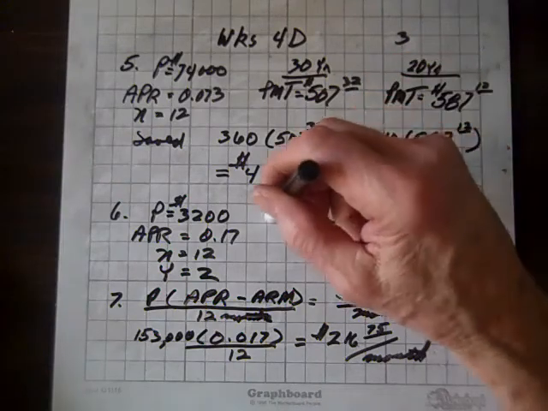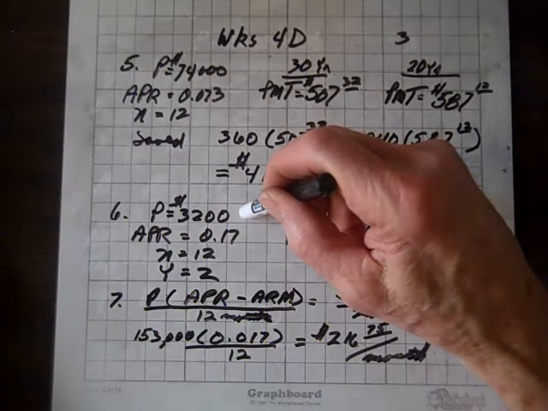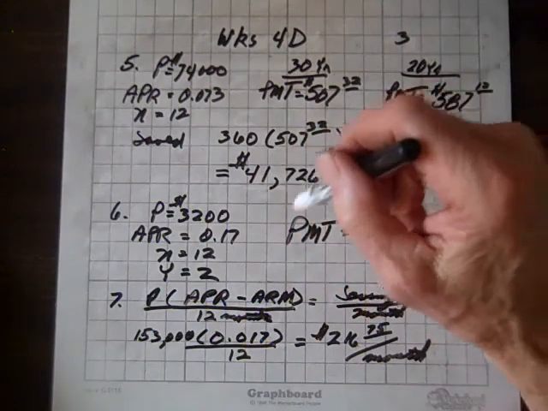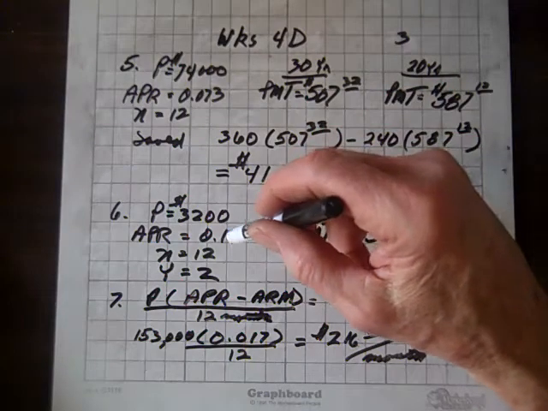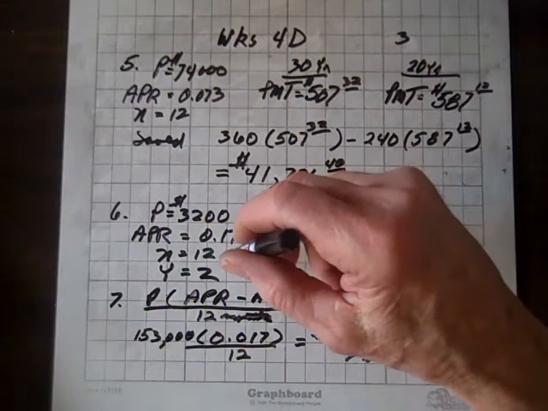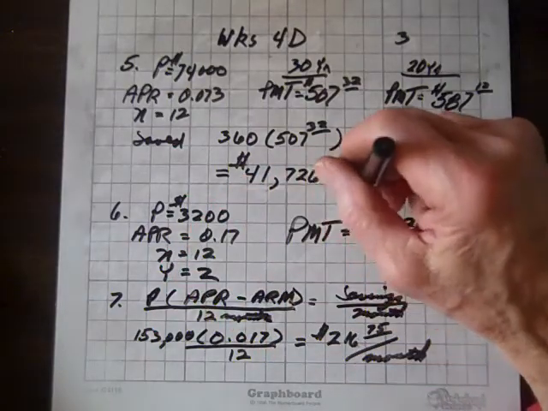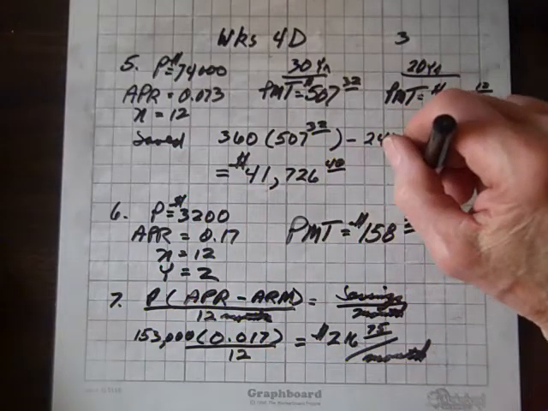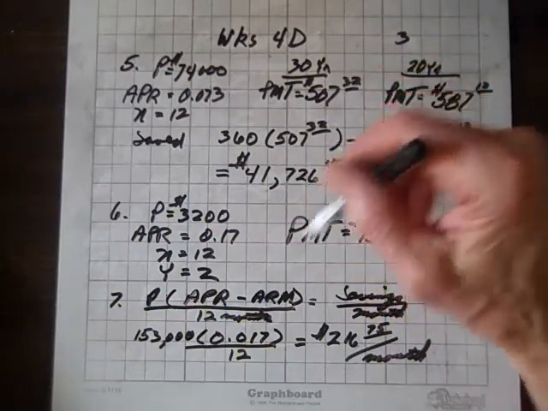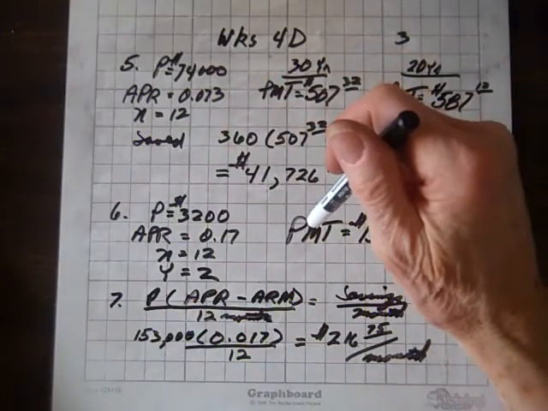So for number 6, we've got a balance of $3,200 with the applied annual percentage rate of 17%, N is 12, paying monthly and over 2 years, and so the payment's going to be $158.22. And you know, we're computing these payments by the formula we had at the start of this section.